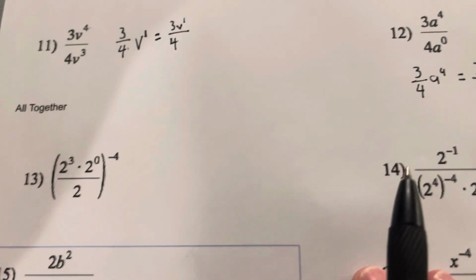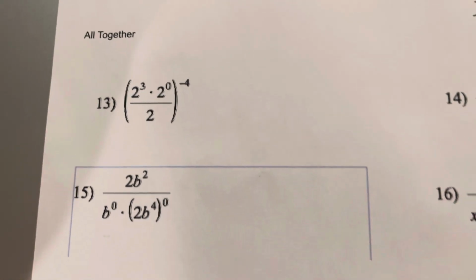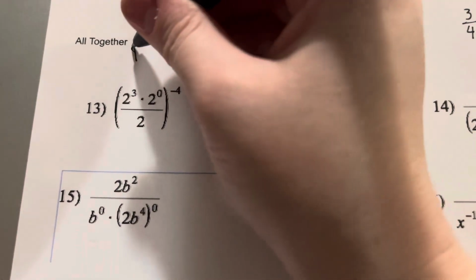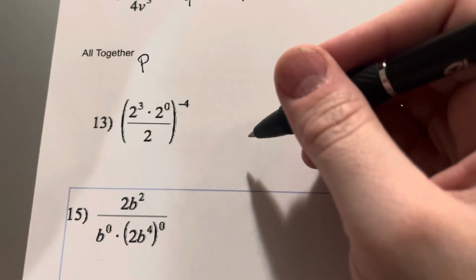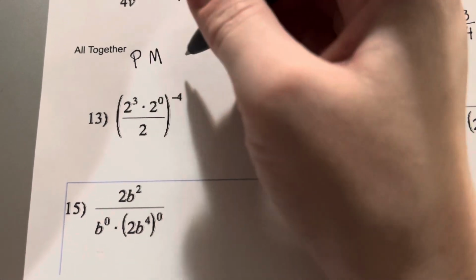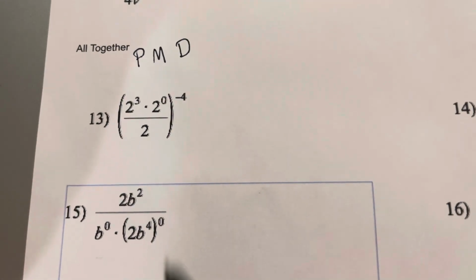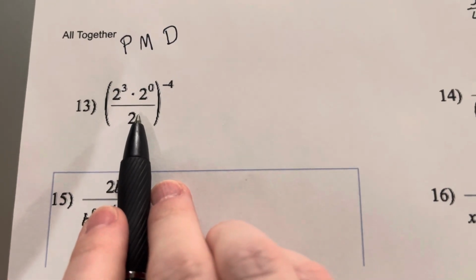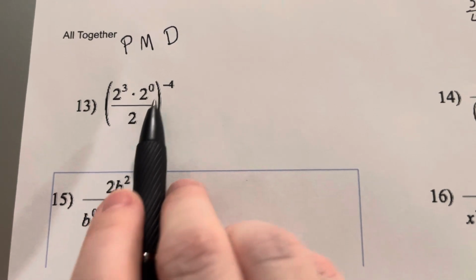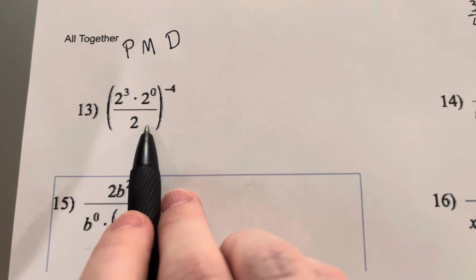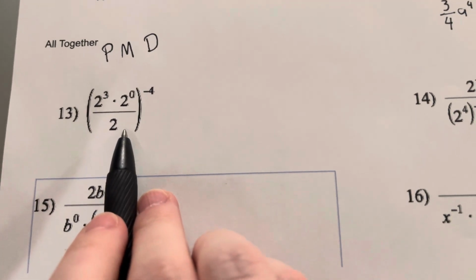Now we get to the fun part. It's time to do more than one rule at the same time. So if we remember correctly, we're going to look for our parentheses. After we do everything inside the parentheses, we're going to look for multiplication and division. Now number 13 has a whole lot happening inside the parentheses, so we're going to have to attack everything inside here one step at a time. Okay, go ahead and try it.